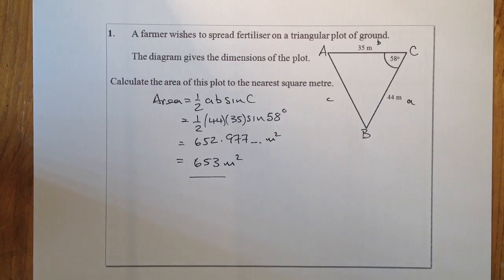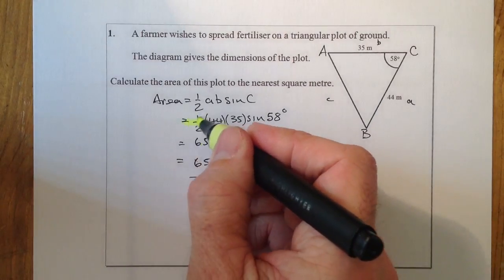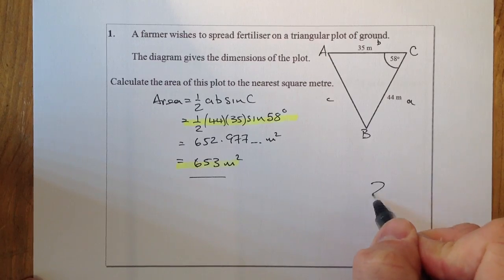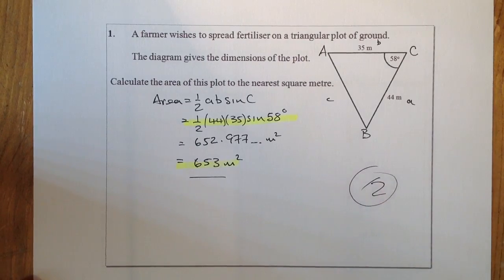Marking for this one: it's 2 marks. I get 1 mark for substituting correctly and 1 mark for getting the correct answer, rounded to the nearest square metre. So we're looking for out of 2 on this one.